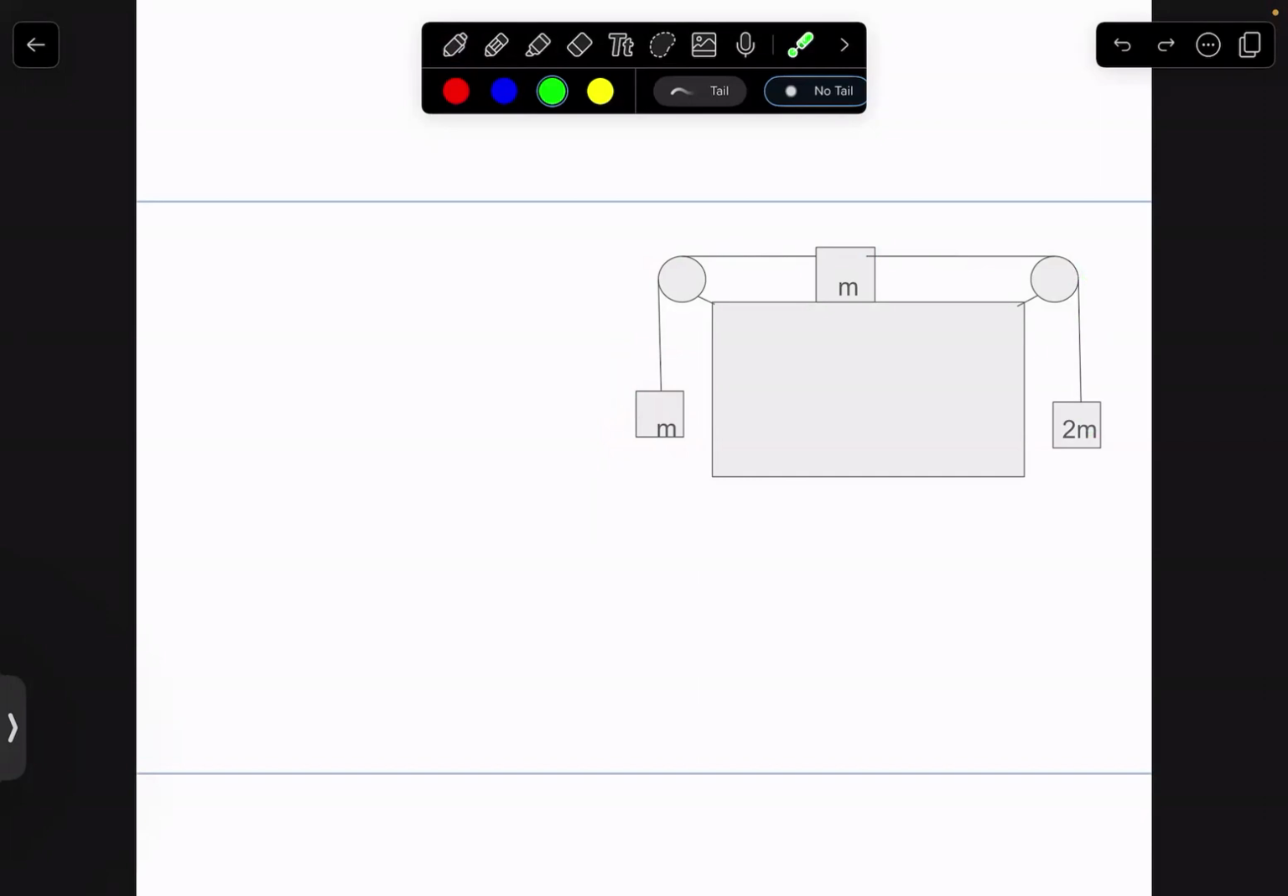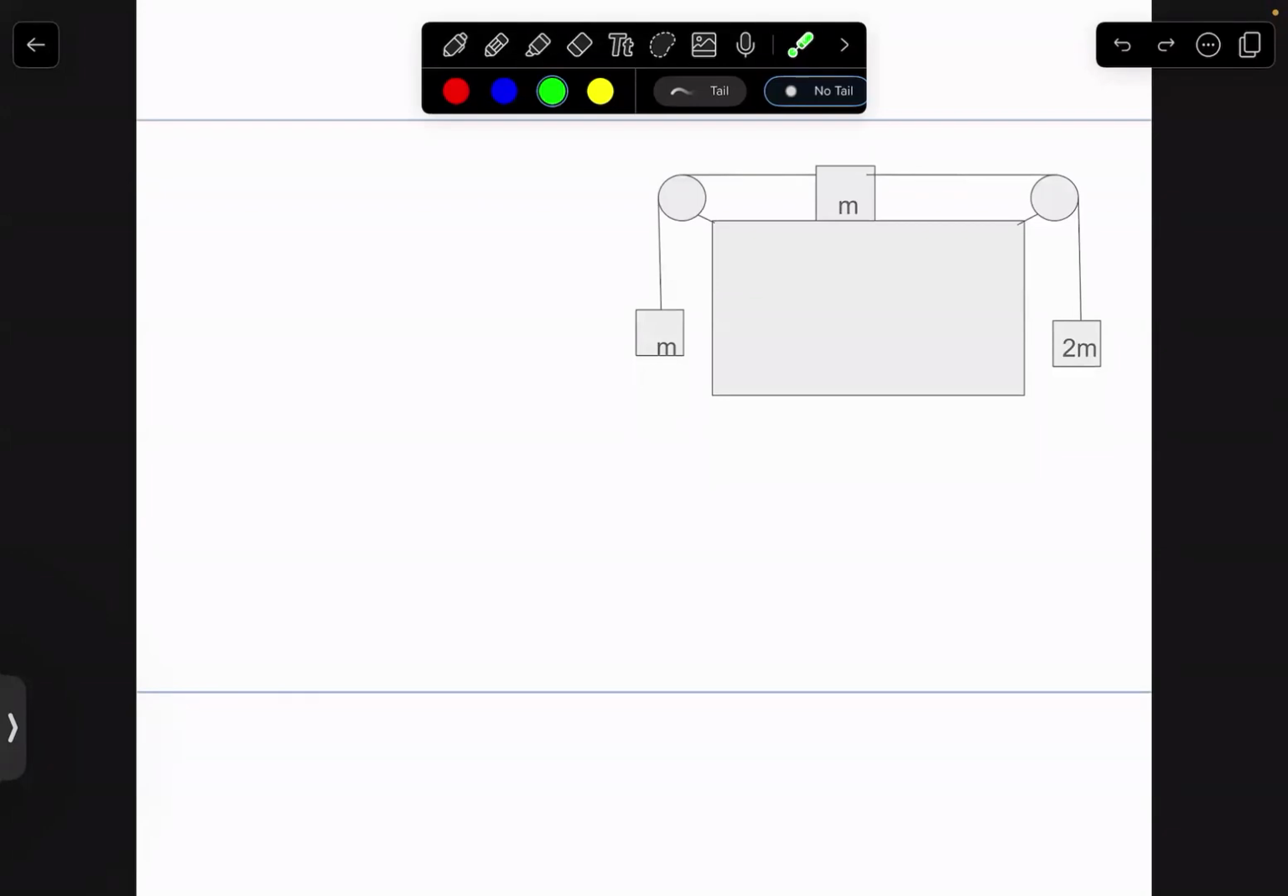So there are two strings and three blocks, this 1, 2, and 3. Three blocks are there, so you will be getting 3 free body diagrams, and the whole system is connected, so the acceleration is going to be the same. If this is going downwards with an acceleration A, this block is going to go with an acceleration A towards the right, and this block is going to go upwards with an acceleration A. These are the few trivia that should come into your mind when you are seeing such a system.